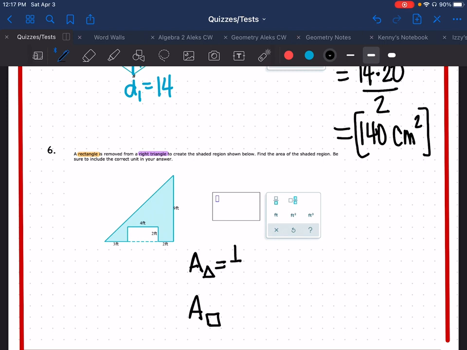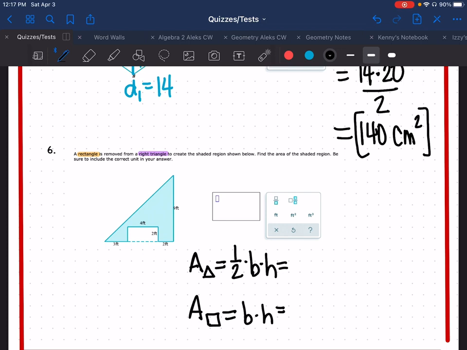So here's my formula, and here's my formula. Now I need to be careful because these two B's are different. There's the base of the rectangle and there's the base of the triangle. So I need to be very careful and do them one at a time. And then I need to do the base, the heights. The heights are different as well.